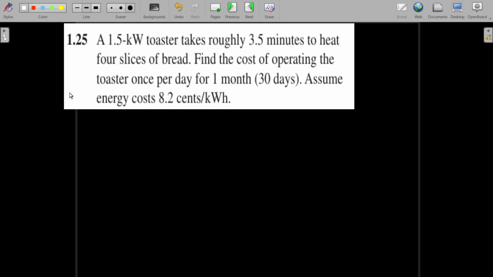Hello everybody. Now we are going to solve problem number 1.25 from Fundamentals of Electric Circuits by Alexander and Sadiku, 5th edition.